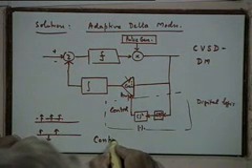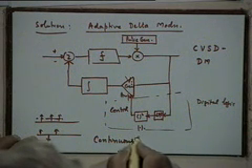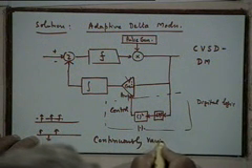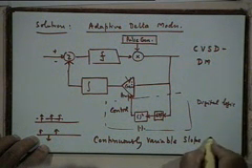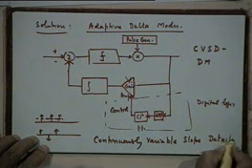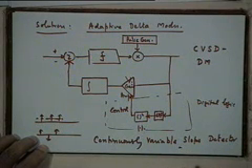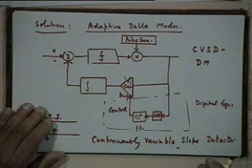So what's the full form? Okay, full form is continuously variable slope detector, CVSD, right?